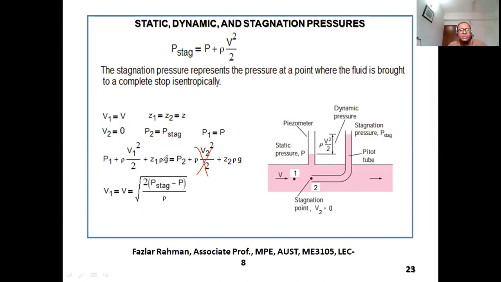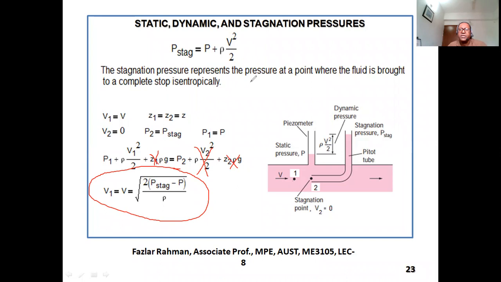Now, Z1 and Z2 are on the same horizontal line, so these two will cancel out. And this P2, we call it stagnation pressure because you forcefully stop the flow. So this P2 we will call P stag. Now, you figure out the V from here. So, V1 square by 2 rho will be equal to P2 minus P1, that means P stagnation minus P. Now, you simplify, you get this one. So in any region, if we are able to measure this difference, P stag minus P, you are able to measure the velocity of the fluid.